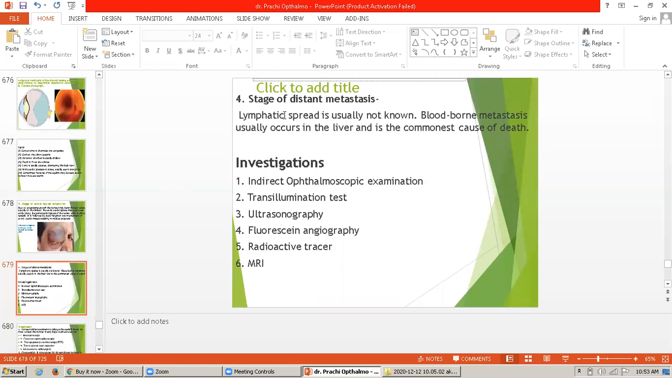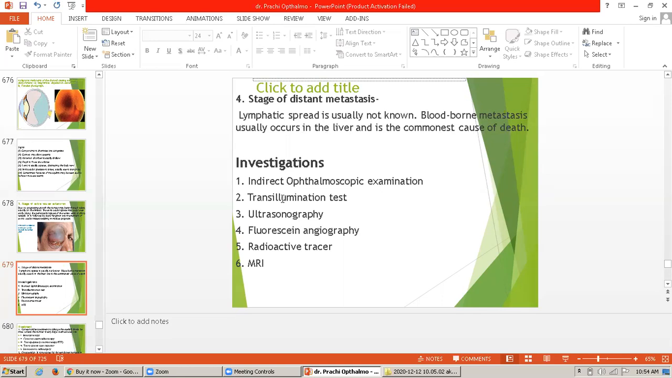Then the fourth one is the stage of distant metastasis. Lymphatic spread is usually not known. Blood-borne metastasis usually occurs in the liver and is the commonest cause of death. So in the fourth stage, that is the stage of distant metastasis, lymphatic spread is not known, but blood-borne metastasis usually occurs in the liver and is the commonest cause of death.